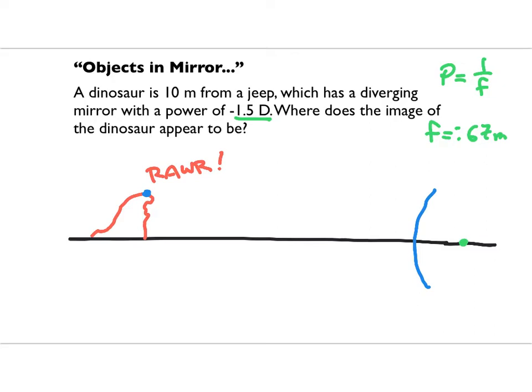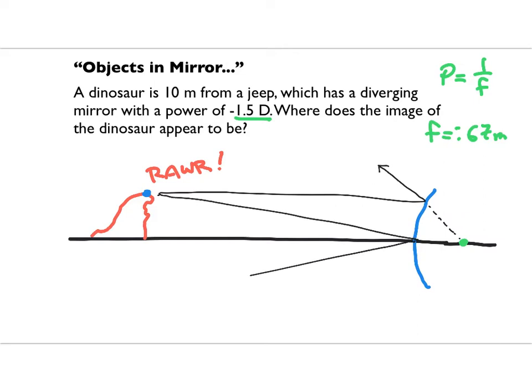Let's use our special rays. One special ray is one that comes in parallel to the optical axis. When it gets to the mirror, it goes off at an angle so that if I trace it backwards, it goes to the focal point. So it goes like this. The other one is a ray that comes in straight to the center of the mirror and bounces off at the same angle, and I trace that one backwards.